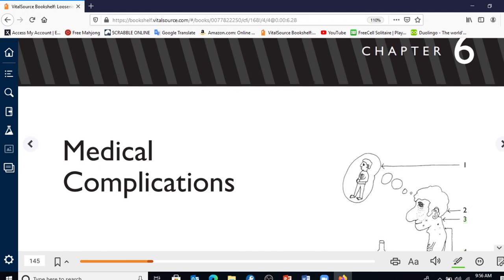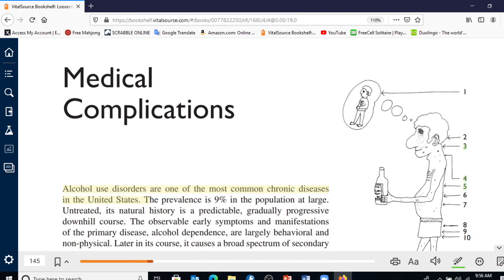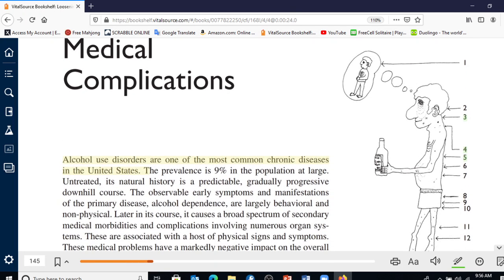Okay. Medical complications. This is kind of a big topic here, guys. Alcohol use disorders, and this is important, are one of the most common chronic diseases in the United States. Oh, by the way, when I said no PowerPoint on this, there's no PowerPoint on this yet. I'll put you one in there as soon as I get it spiffed up. But the prevalence is around 9% in the population at large.